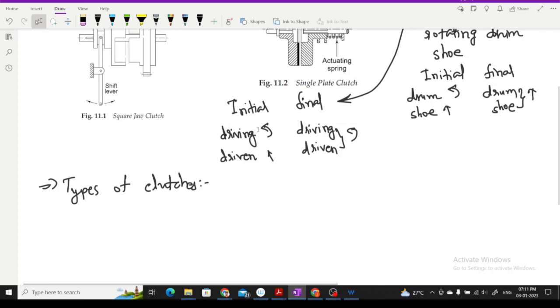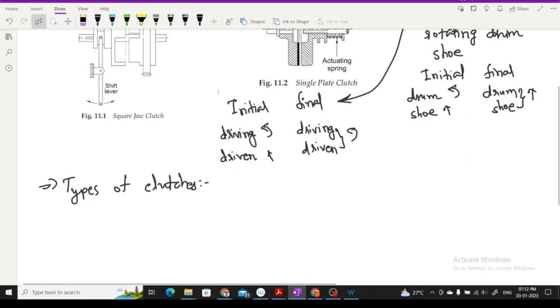No. See, this driving shaft is going to be connected to your driven shaft once you apply the gear. If you talk about your automobile, there is a neutral gear. In neutral gear, there is no transmission of torque. Once you shift to the first gear, transmission of torque starts from the driving shaft to the driven shaft. The driving shaft will take your driven shaft to the same speed at which it is rotating. Okay, so the engaged position we are taking as final.